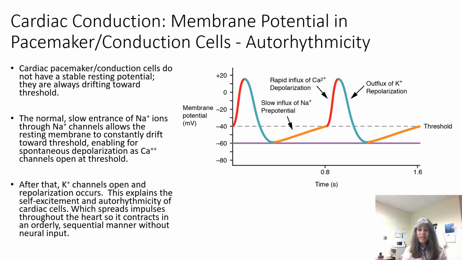And this explains how cardiac conduction cells are self-exciting, and because this happens on a regular interval, they're autorhythmic as well. And this spreads impulses throughout areas of the heart, so those chambers of the heart can contract in a manner that is both orderly and sequential without the input of nerves.